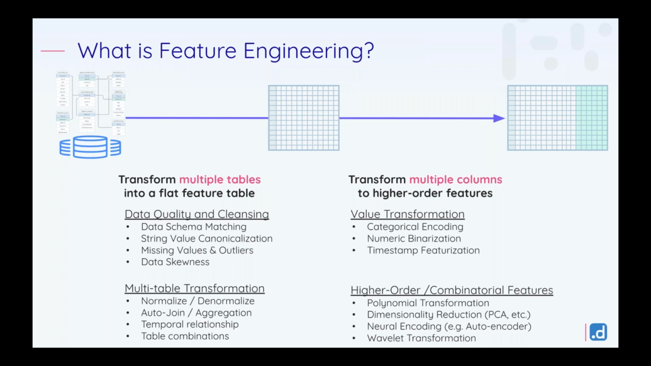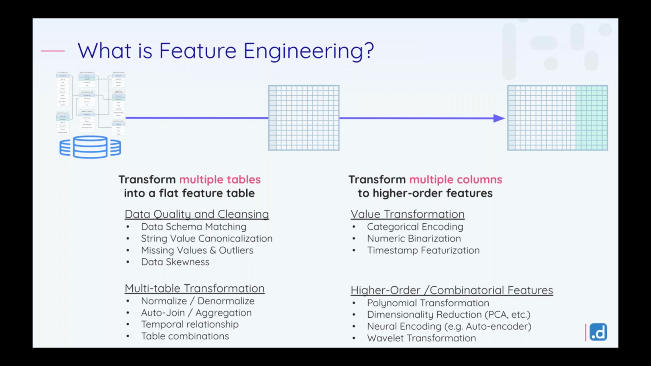The second step of feature engineering is when you have a flat table, how can you generate additional information based off of this flat table? And in this process, we know that typically for a categorical attribute, we do categorical encoding. For a numerical attribute, we do numerical data binarization. When we have timestamp information, we can generate timestamp-based features like holiday information. And also, this is where we can do a lot more than that.